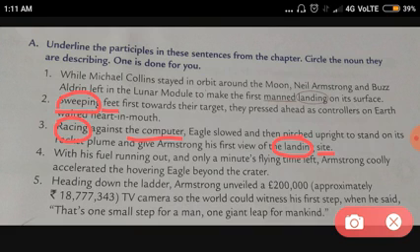With his fuel running out and only a minute's flying time left, Armstrong coolly accelerated the hovering eagle beyond the crater. So, which are the words here? Running out is a participle. Fuel is a noun. Do we have any other, Chuck? We have flying here and time there. Flying is a participle. Time is a noun.